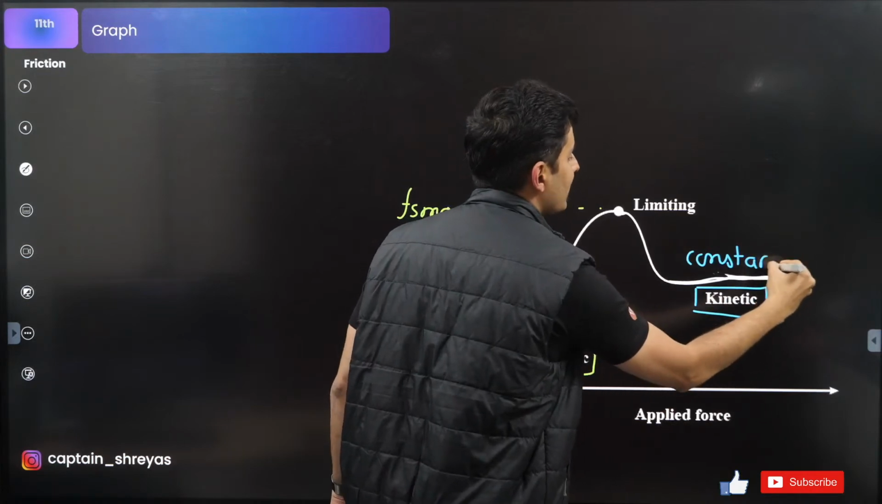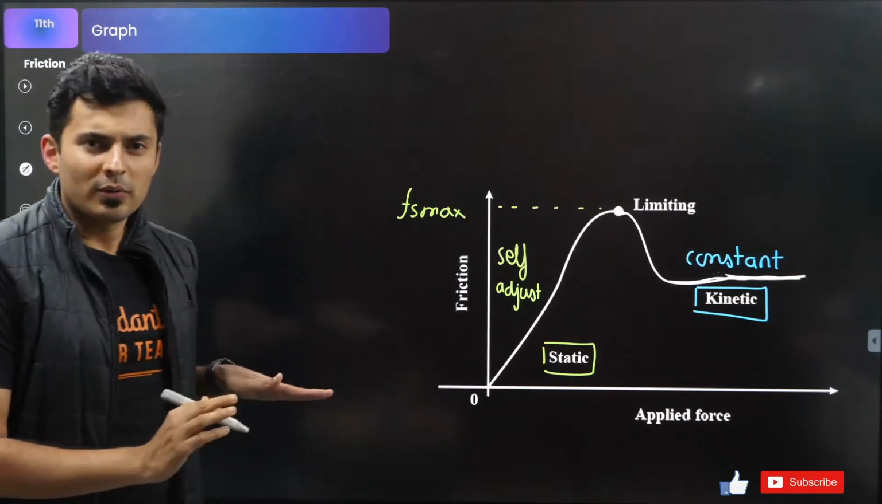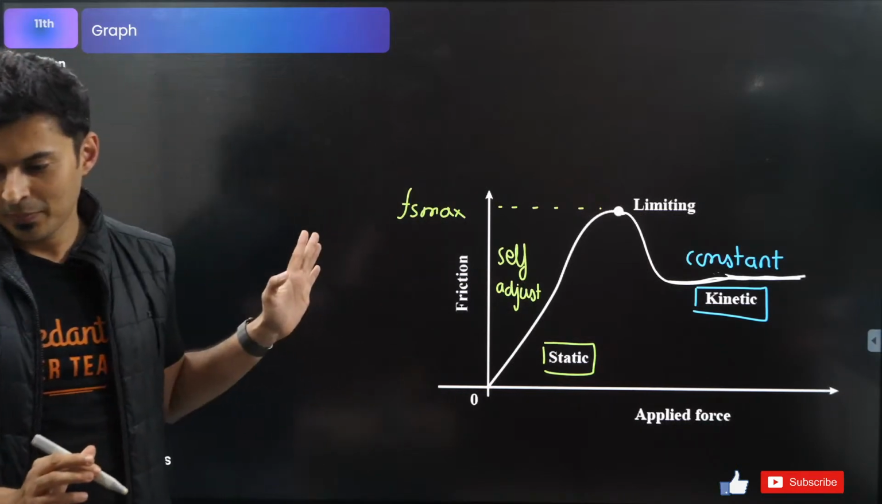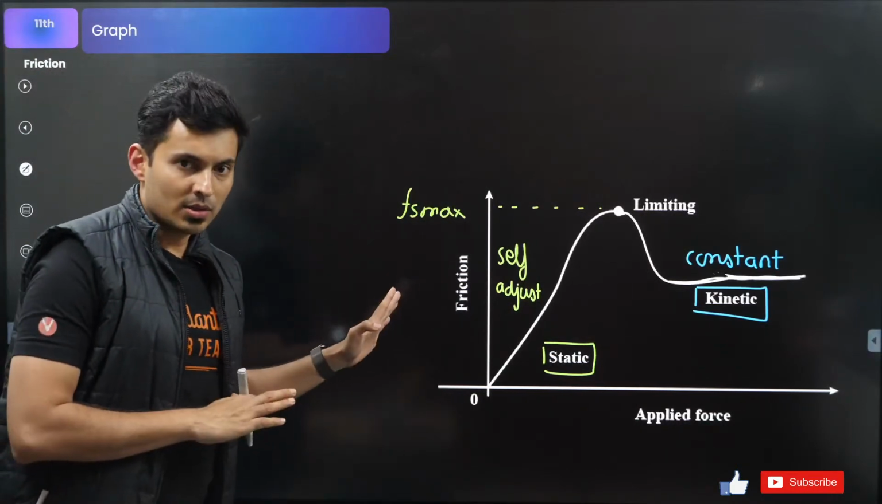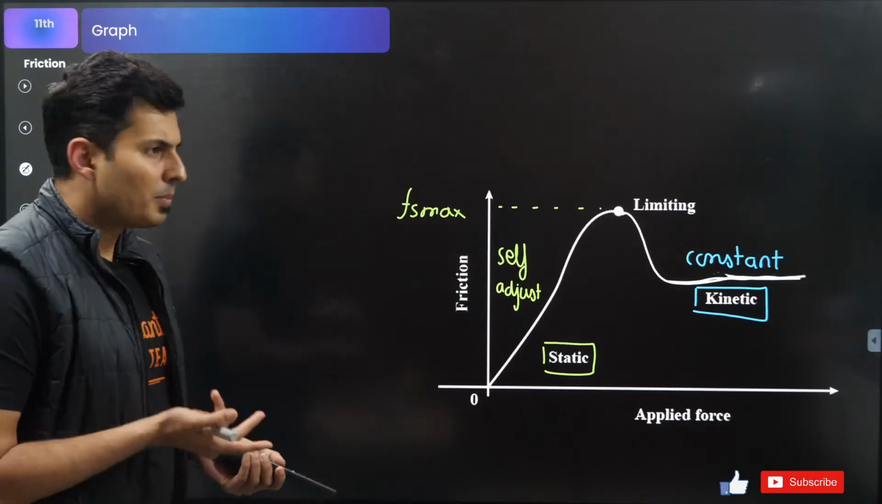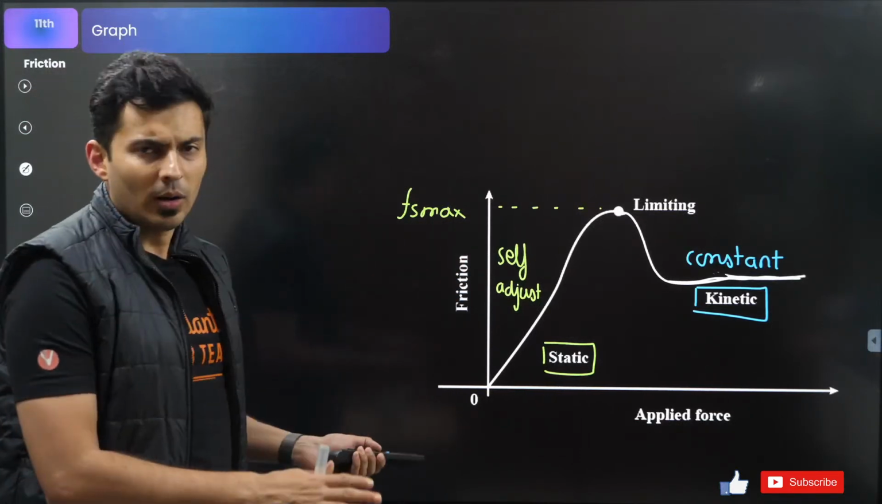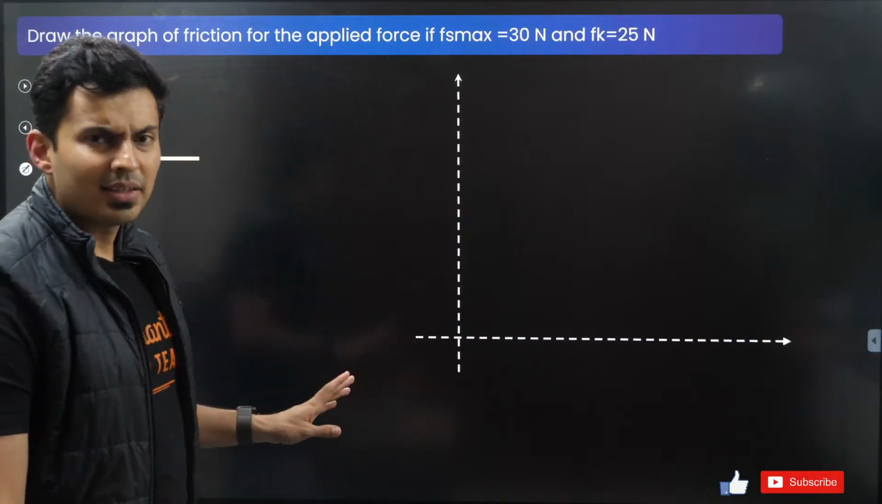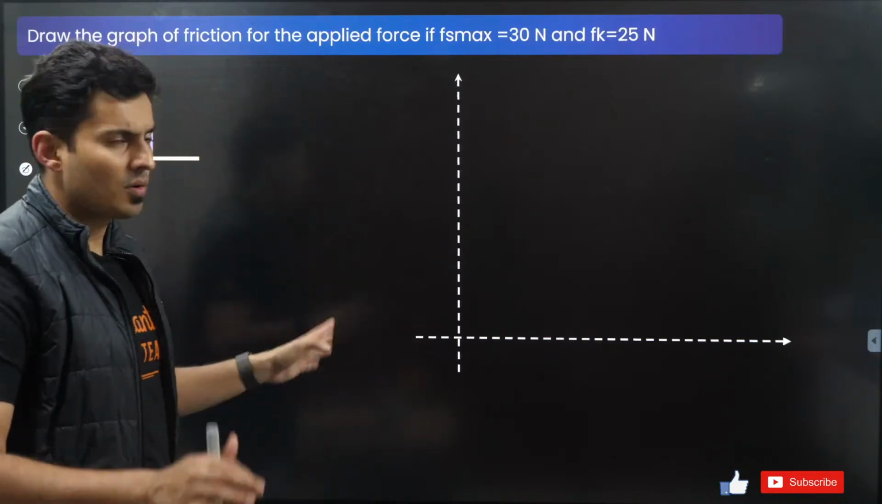It is constant in nature. No matter what you do, friction remains the same. Understood? So maybe I can show you a numerical example based on the graph. This graph is very common; it should be there in your books, in your notes.